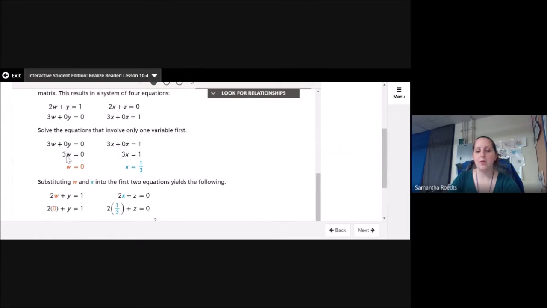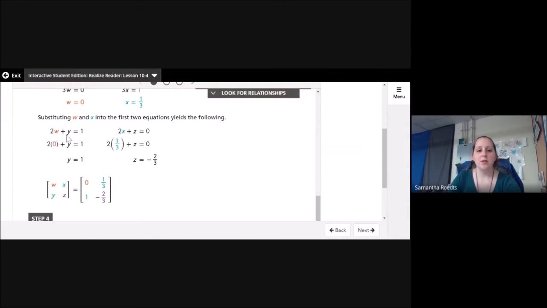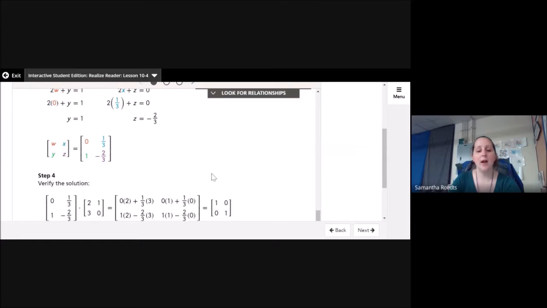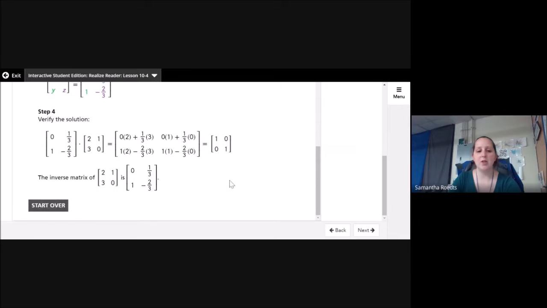Solve the equations that involve only one variable first, if you have any. 3W plus 0Y equals 0, so that equals 3W, so W equals 0. 3X plus 0Z equals 1, so 3X equals 1, so X equals 1/3. Now I can substitute W and X into the first 2 equations, which yield the following. 2W plus Y equals 1, so Y equals 1, and 2X, where X is 1/3, plus Z equals 0, so Z equals negative 2/3. So the inverse matrix is [0, 1/3; 1, negative 2/3]. I can verify the solution by multiplying my inverse by my matrix, which does give me the identity matrix. So the inverse matrix of [2, 1; 3, 0] is [0, 1/3; 1, negative 2/3].